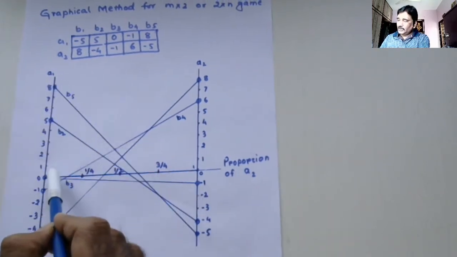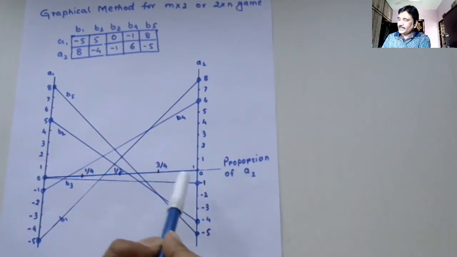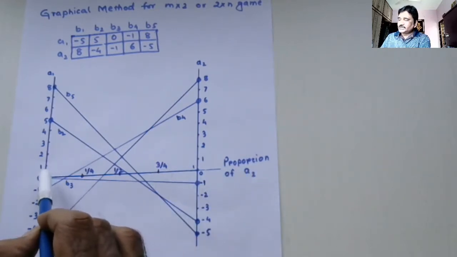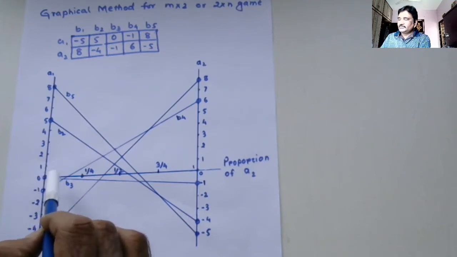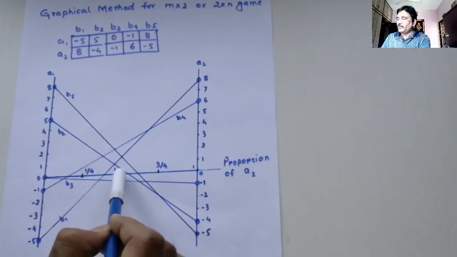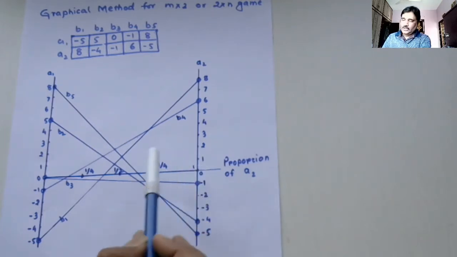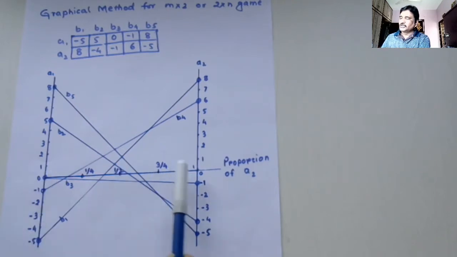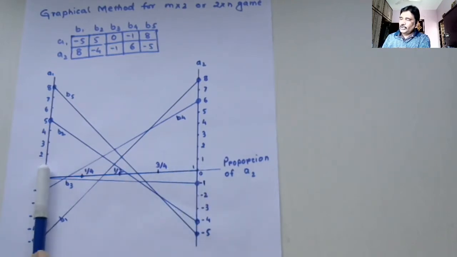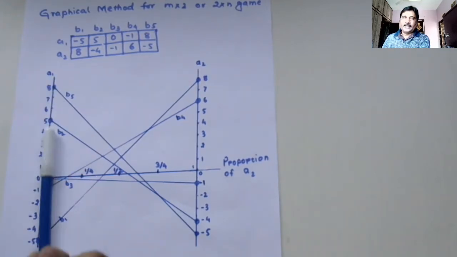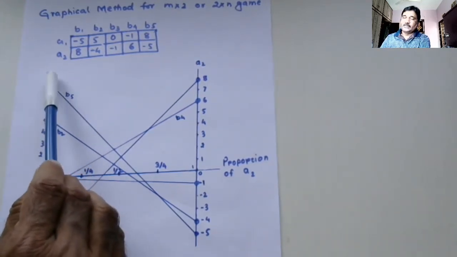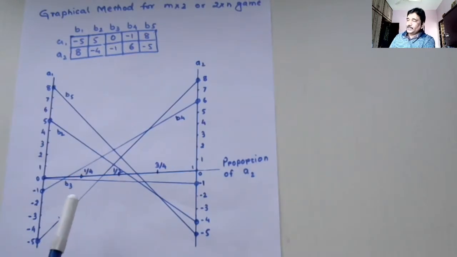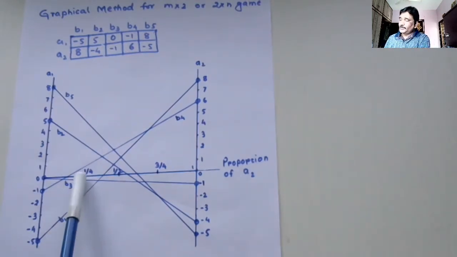Now this proportion of course of action A2 is scaled as marked at 0, 1 by 4, 1 by 2, 3 by 4, and 1. We are increasing the proportion of course of action A2 from 0 to 1. So when it is 0, it means that you are purely playing A1, and that's why this is labeled as A1. And if the proportion of course of action A2 is 1 by 4, that means for A1 it will be 3 by 4.